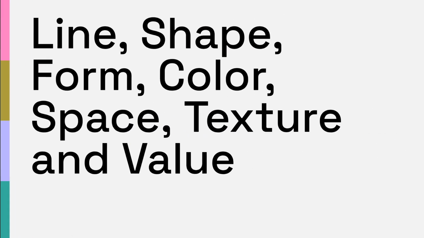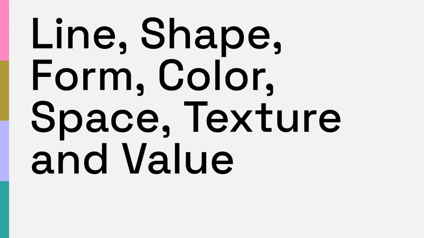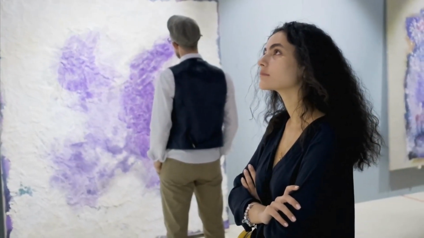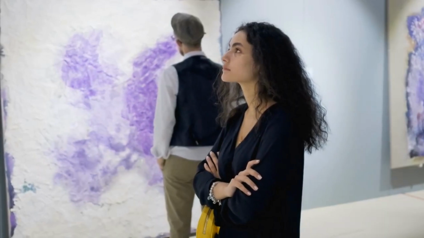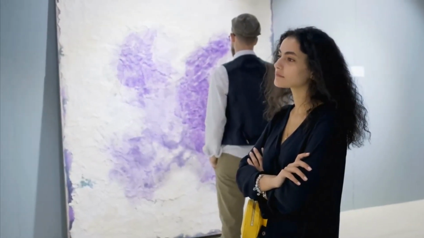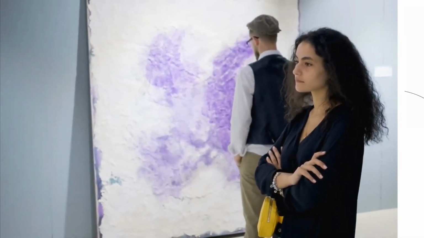Precisely. We're focusing on 7 key elements today: line, shape, form, color, space, texture, and value. In understanding these, it's really like learning the basic grammar of seeing. It lets you move beyond just looking at art to actually interpreting what the artist is trying to communicate. It changes everything. Okay, let's dive in then.